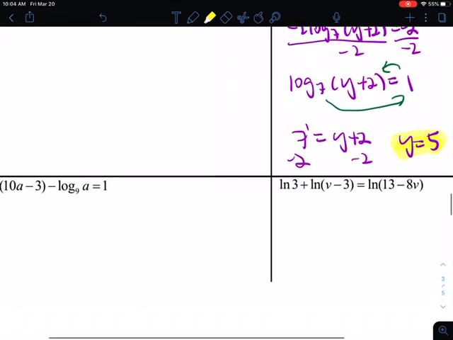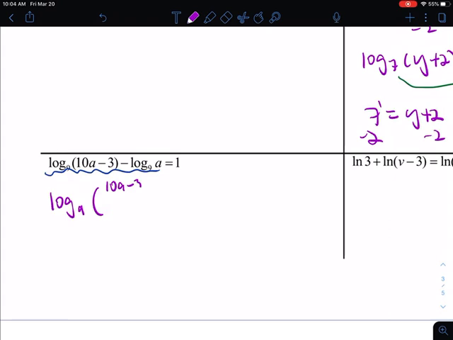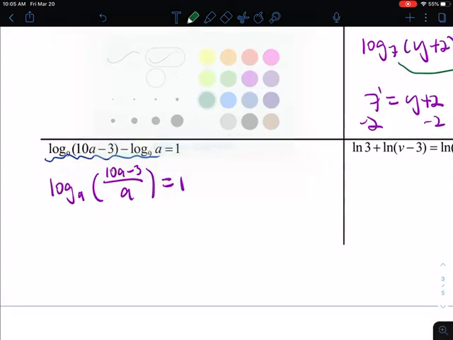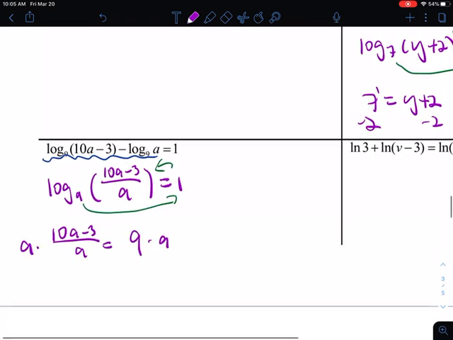And then let's go ahead and try maybe this one right over here. So here we have this on the left-hand side. We can first use the properties of logs. We can use the quotient rule. Since we're subtracting these with the same base, we can make it division. And then again, once you're here, we can go ahead and change it to the other form. So I'll have 10a minus 3 over a is equal to 9.